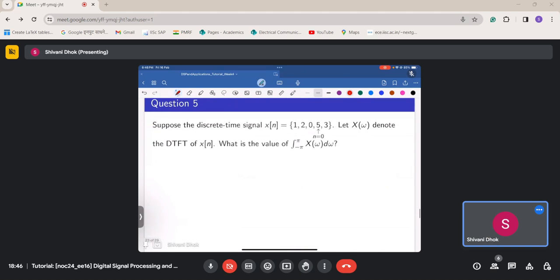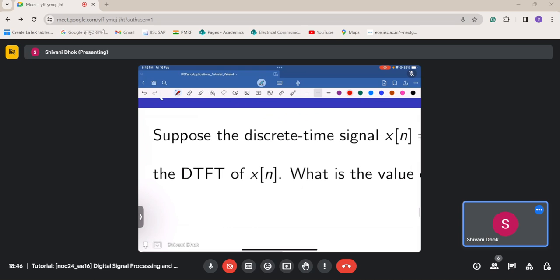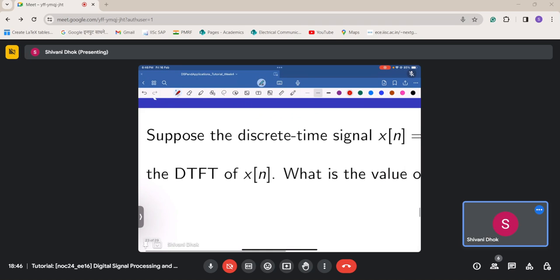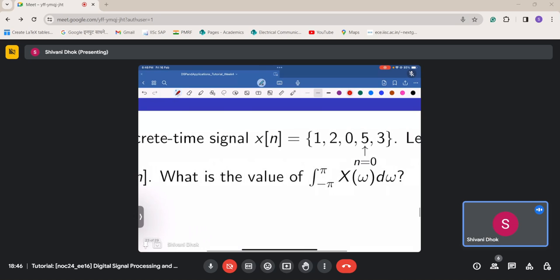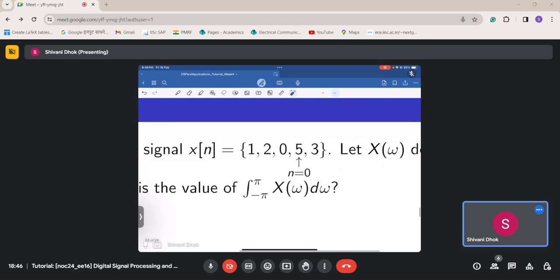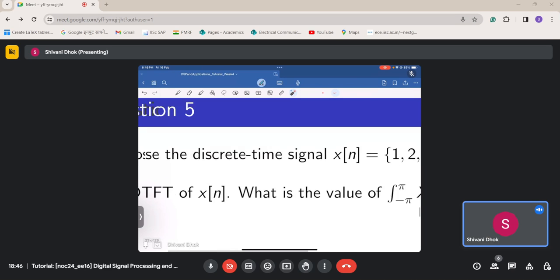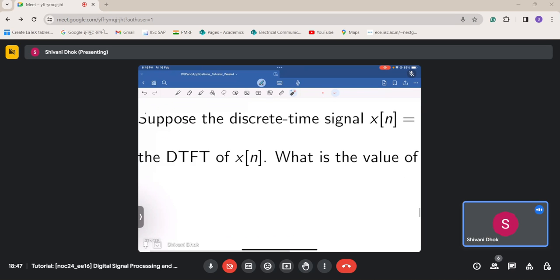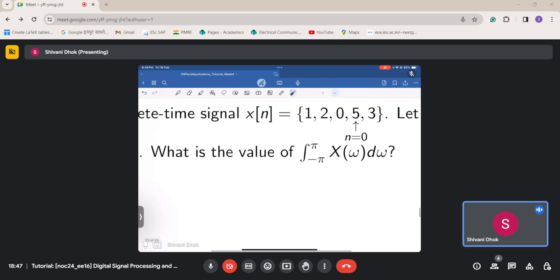It says that suppose the discrete time signal x[n] is equal to 1, 2, 0, 5, 3, and this 5 is basically x of 0. Let X(omega) denote the DTFT of x[n]. Then we need to find the value of this quantity.